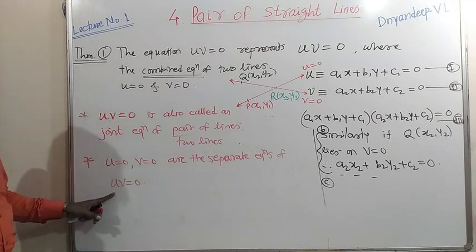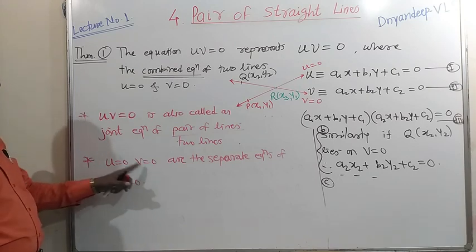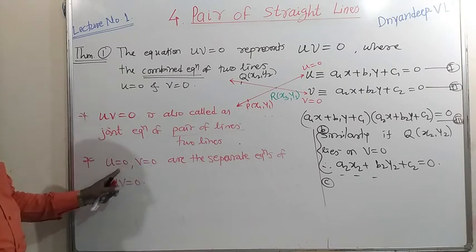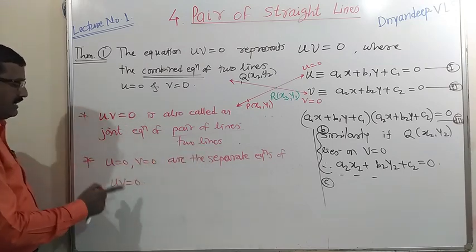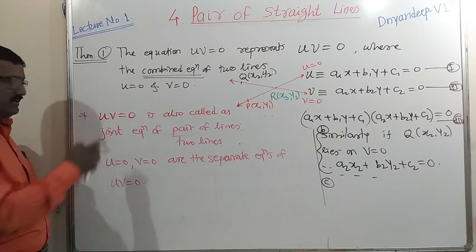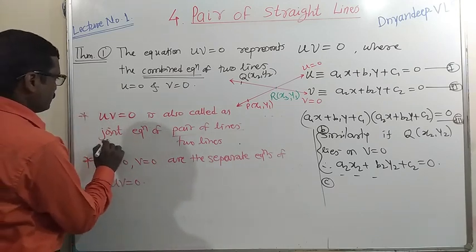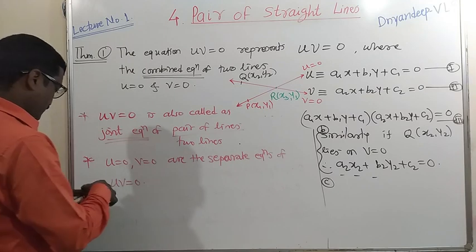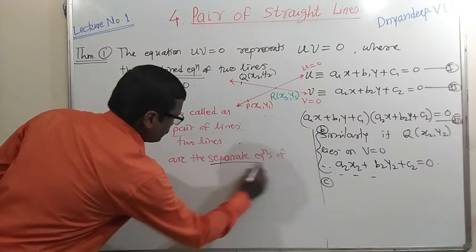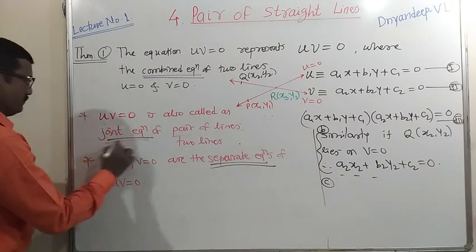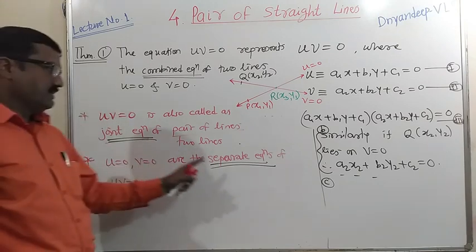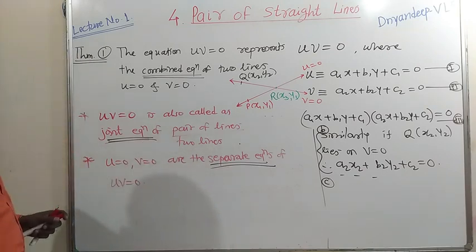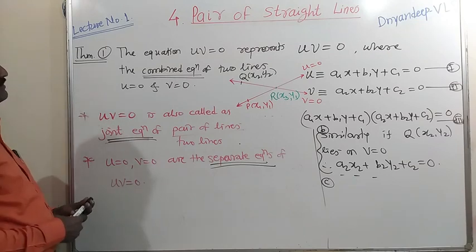So this equation contains two straight lines, and this contains one straight line u equal to 0 and another v equal to 0. So u equal to 0 and v equal to 0 are separate equations, and uv equal to 0 is called the joint equation. So these two are new concepts for you: joint equation of pair of lines and separate equations of pair of lines. Okay, so this theorem is very important. This theorem may be asked in board exam.